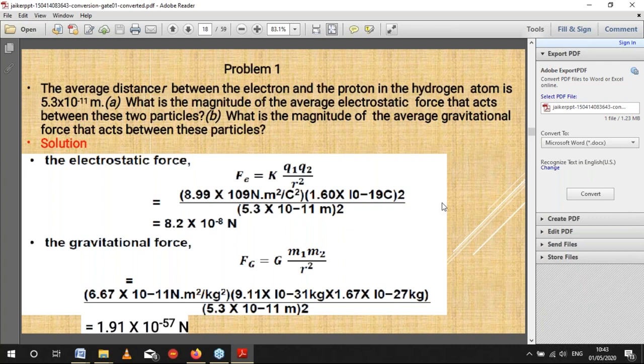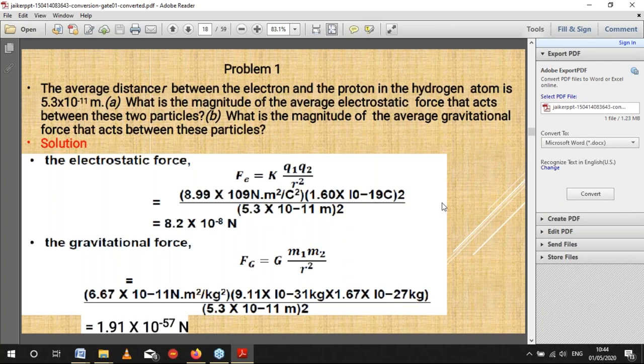Example number 3 says, two balloons with charges of plus 3.37 microcoulombs and minus 8.21 microcoulombs attract each other with a force of 0.0626 Newton. Determine the separation distance between the two balloons. Find R. We don't know R, so we now establish the values.